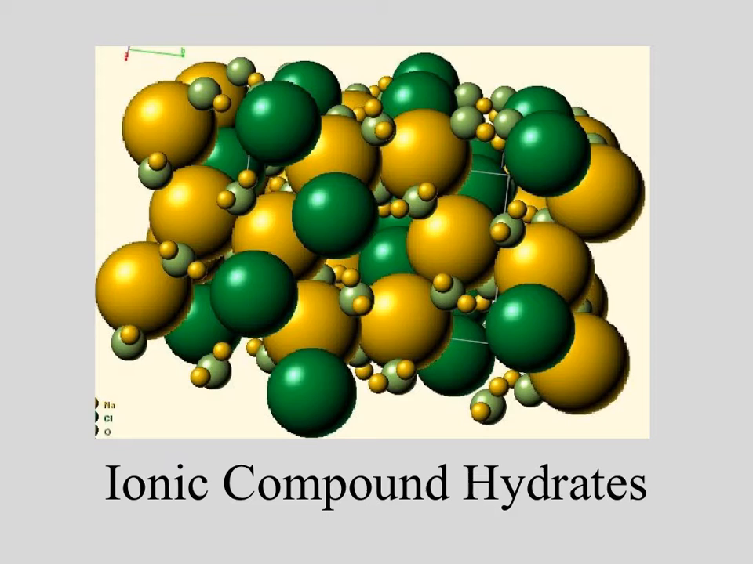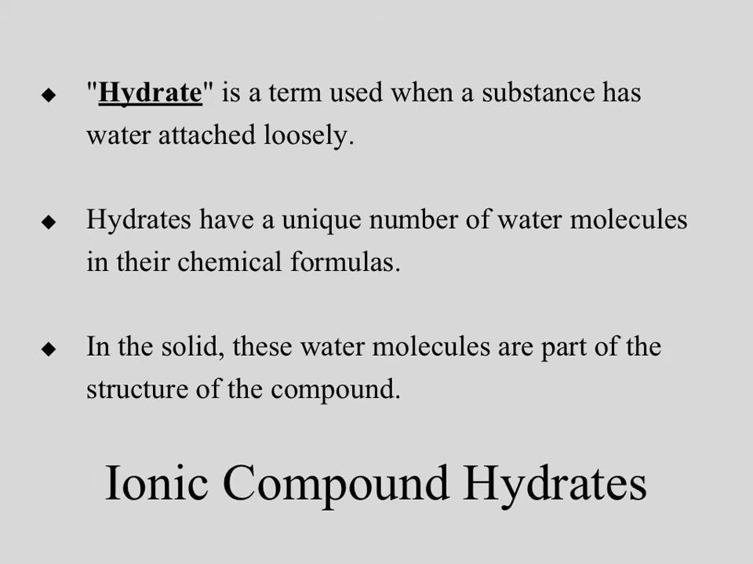Okay, so now that we've reviewed those rules, we're going to talk about ionic compound hydrates. What in the world is a hydrate? A hydrate is just a term that's used when a substance has water attached to it. Most of the time the water is attached loosely, but it's almost like the water is embedded within the crystals. Hydrates have a unique number of water molecules in their chemical formulas. So something like calcium sulfate might have water molecules attached to it, and the chemical formula would tell you how many water molecules.